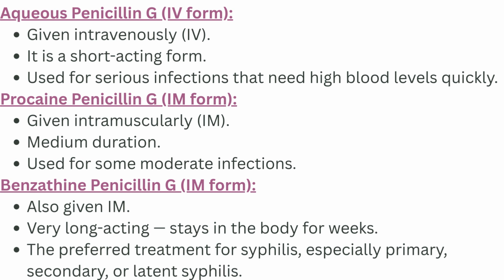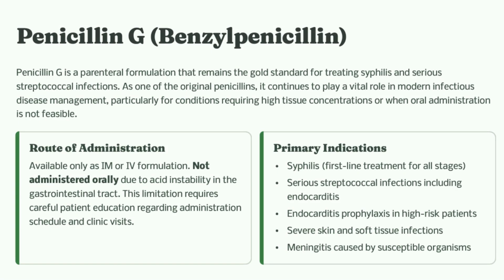In simple terms, there are different types of Penicillin G. The IV form works fast but doesn't last long. The IM forms, Procaine and Benzathine, last longer, and Benzathine is the one used for syphilis treatment because it stays in the body for a long time.